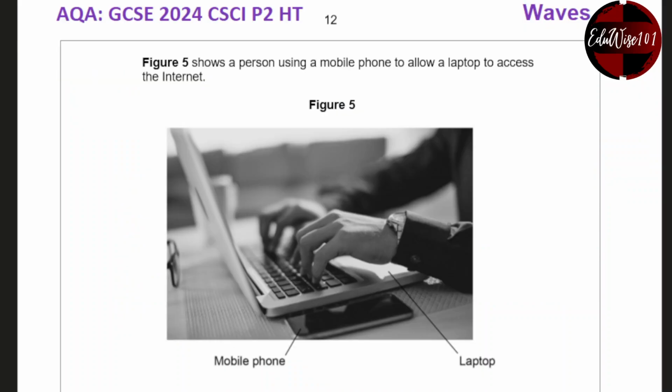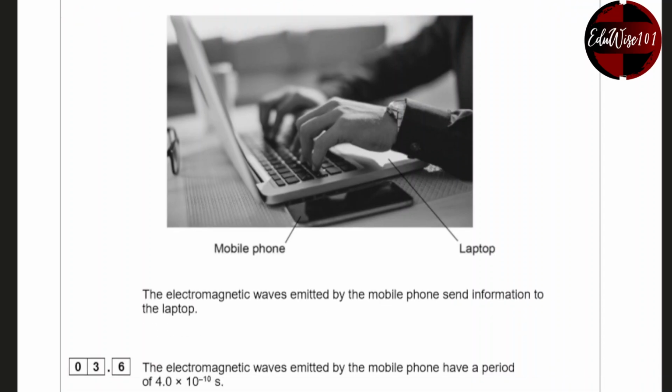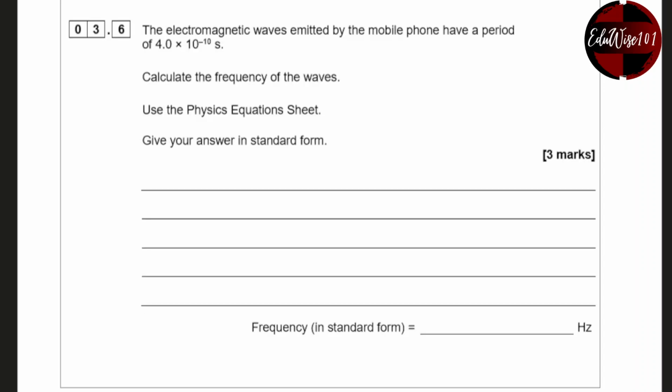Figure 5 shows a person using a mobile phone to allow a laptop to access the internet. The electromagnetic waves emitted by the mobile phone send information to the laptop. The electromagnetic waves emitted by the mobile phone have a period of 4.0 times 10 to the power minus 10 seconds. Now, wave period is given the symbol capital T. Calculate the frequency of the wave.